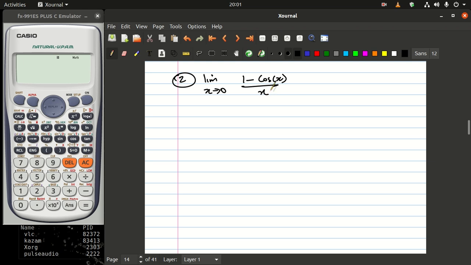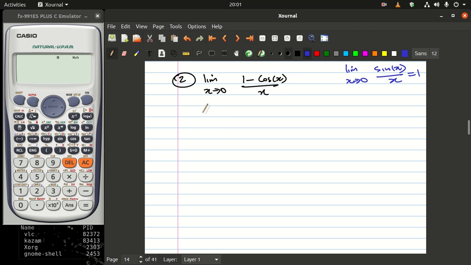If factorization doesn't work, the next thing is to rationalize. We don't know here if rationalizing is going to work. The reason we're going to try it is because we already know that the limit as x approaches 0 of sine of x divided by x is equal to 1. So we're going to try that, hoping we'll end up with something of this kind that will help us find the limit. Otherwise, if we did not know this, we would not rationalize. We would try the squeeze theorem.